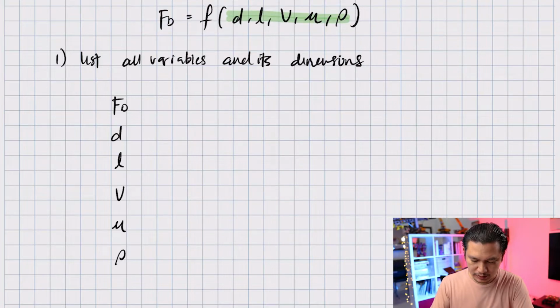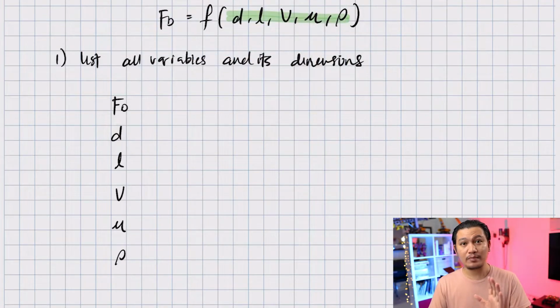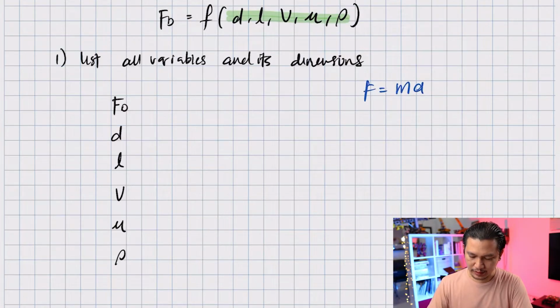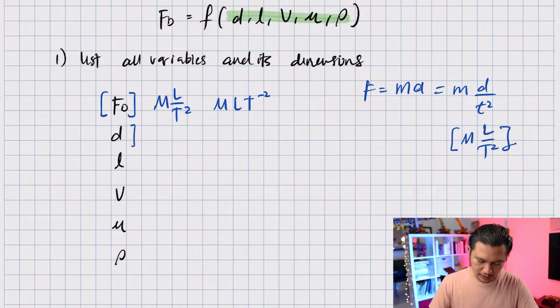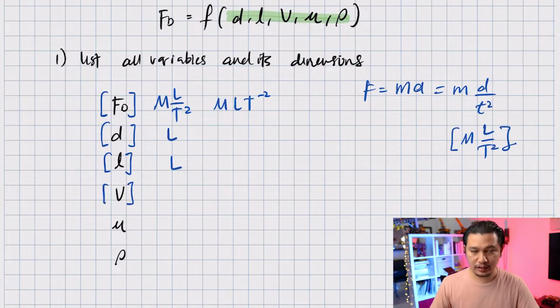So for Fd, what is the dimension for force? And remember, I'm looking for dimension, not unit. We know that the unit for force is Newton, but the dimension is, so force is mass times acceleration, and acceleration is distance over time square. So the dimension for Fd is m length over time square, or you can write it as mLt minus 2. It is up to you. And of course, the diameter, the dimension is length. Length, of course, dimension is length. Velocity is length over time, isn't it? So this is L over T.